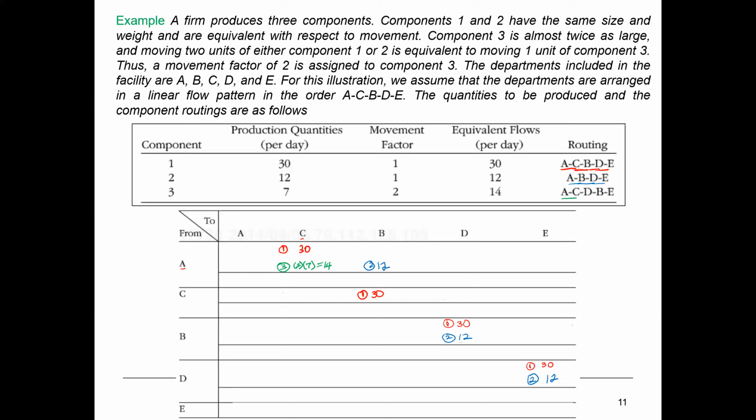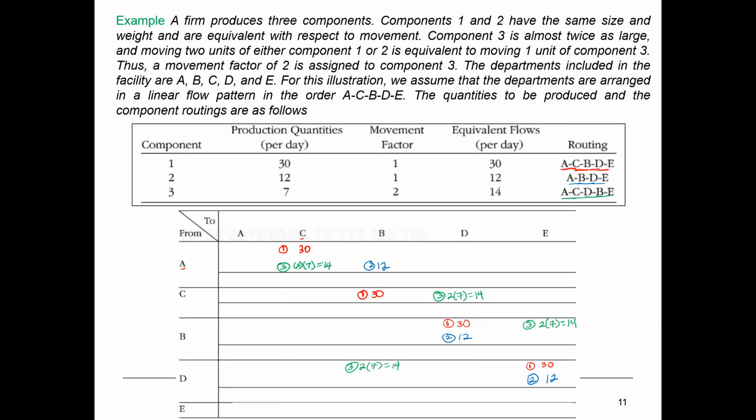And then we move to C to D. So from C to D, same thing. Number 3 is 2 times 7, which is 14. And then from D to B, 2 times 7, 14. And then from B to E, 2 times 7, 14.